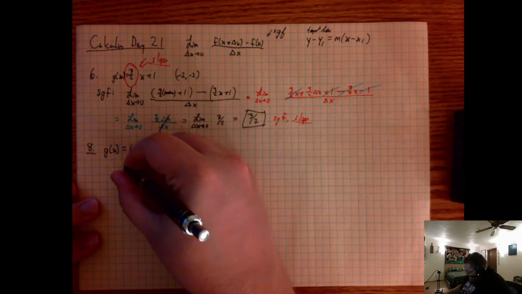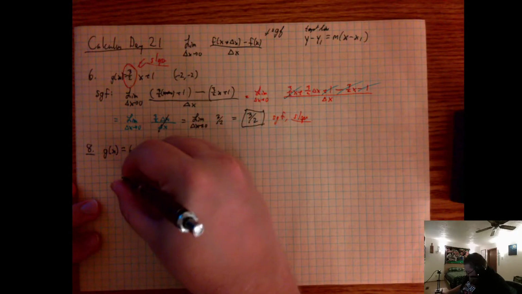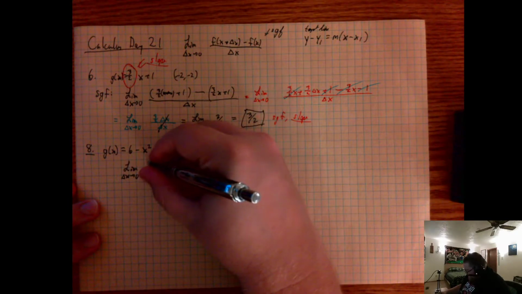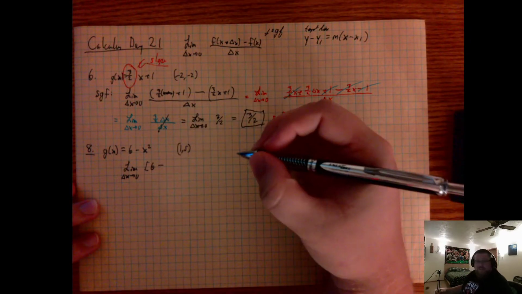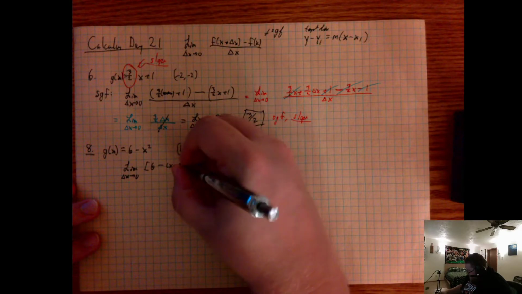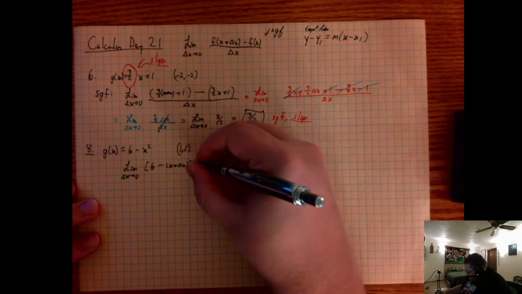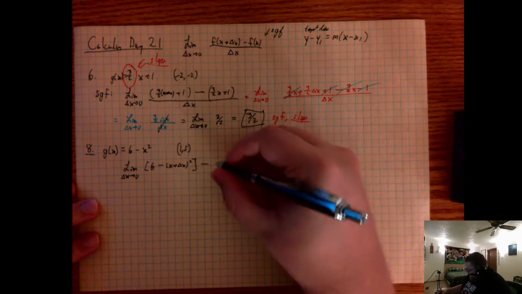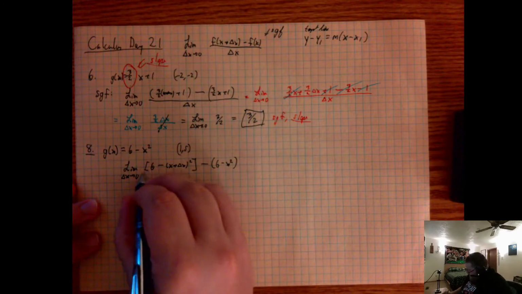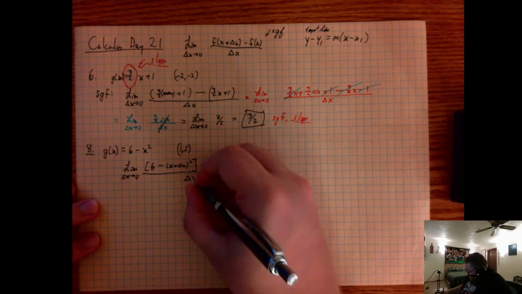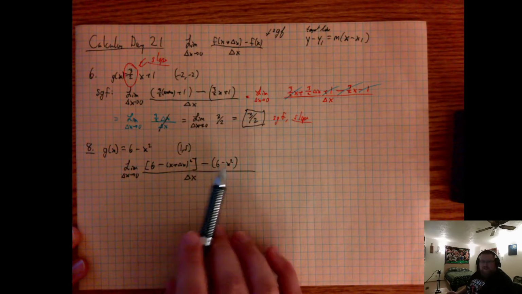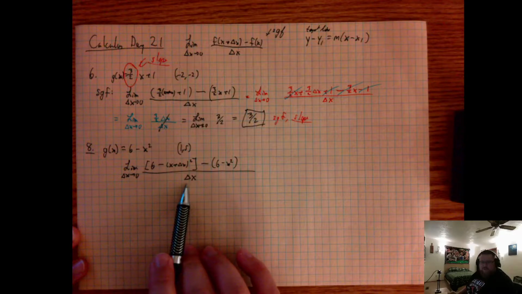So I do the limit as delta x approaches 0. I do the original function, which is 6 minus x squared. But instead of x, I replace that with x plus delta x squared, minus my original function, which was 6 minus x squared, all over delta x. So my original function of x plus delta x minus my actual original function all divided by delta x.